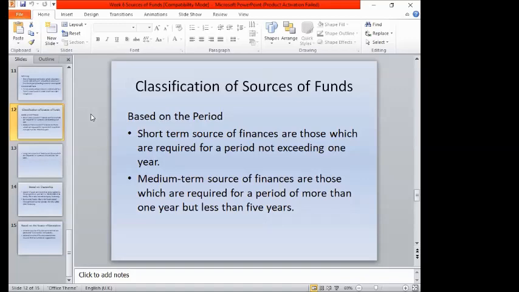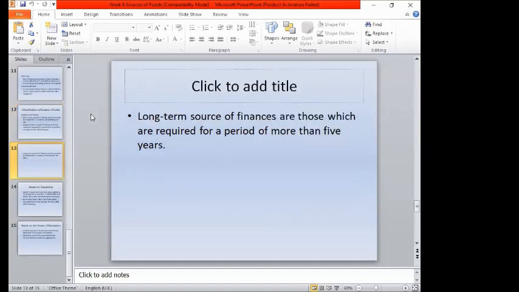While the medium-term source of finance is finance required for more than 1 year but less than 5 years. So here we are talking about fixed assets and equity shares, or cash investments or capital investments. While the long-term source of finance is finance required for a period of more than 5 years. So a company must maintain large capital investments in order to operate for a long period of time, especially for more than 5 years.